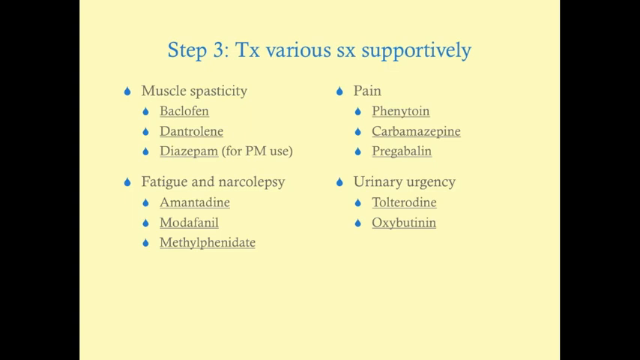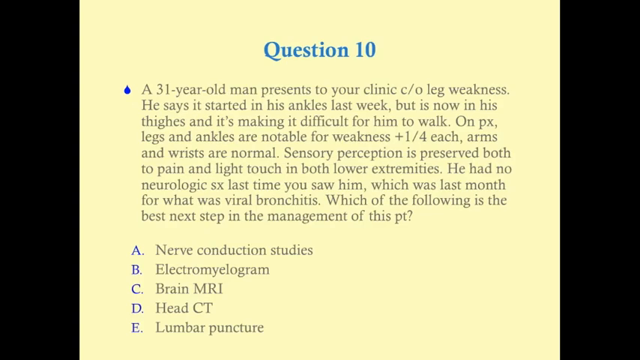Okay, question 10. A 31-year-old man presents to your clinic complaining of leg weakness. He said it started in his ankles last week, but is now in his thighs and is making it difficult for him to walk. On physical, legs and ankles are notable for weakness, +1 out of 4 each. Arms and wrists are normal. Sensory perception is preserved both to pain and light touch in both lower extremities. He had no neurologic symptoms last time you saw him, which was last month for what was viral bronchitis. Which of the following is the best next step in the management of this patient?